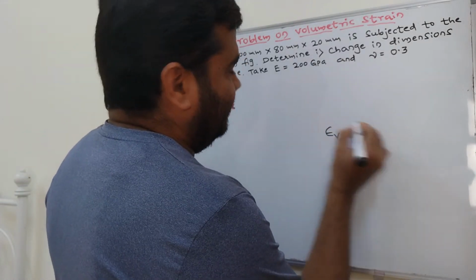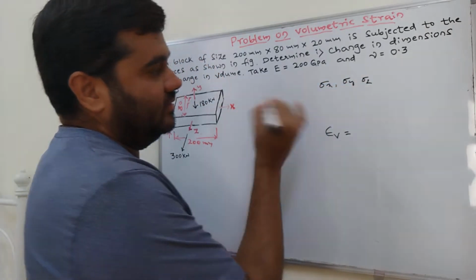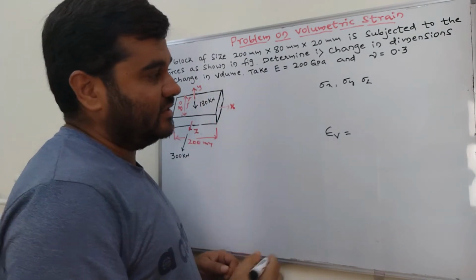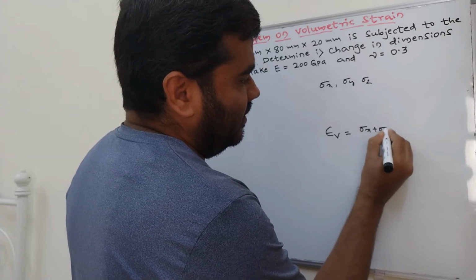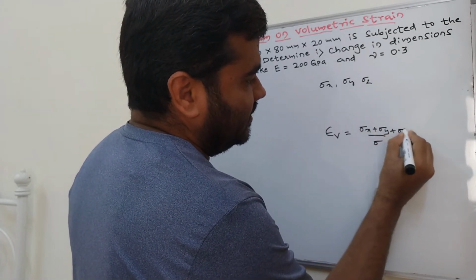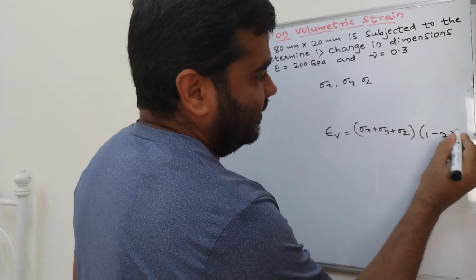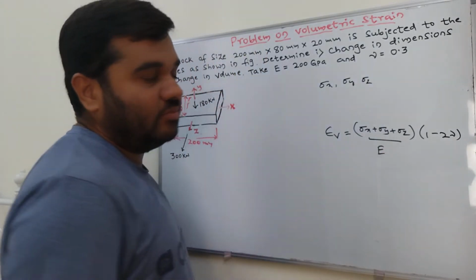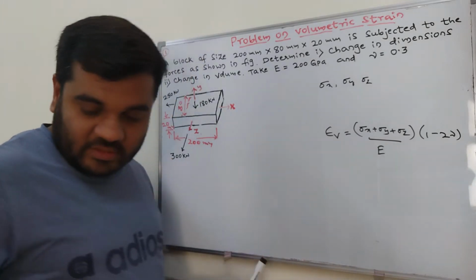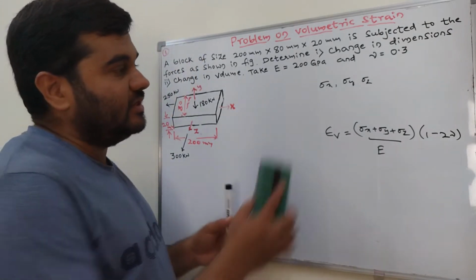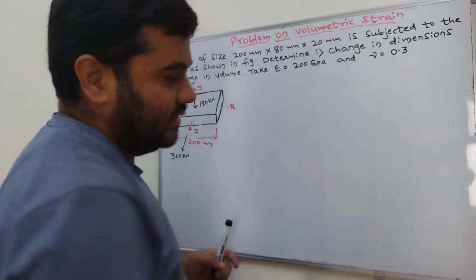We derived that if it is subjected to sigma x, sigma y and sigma z in three mutually perpendicular directions, then the total volumetric strain is sigma x plus sigma y plus sigma z into 1 minus 2 nu, divided by E, where E is Young's modulus and nu is the Poisson's ratio. So now, depending upon this formula, we'll solve the problem here. First I'll read the problem, then we will go step by step.